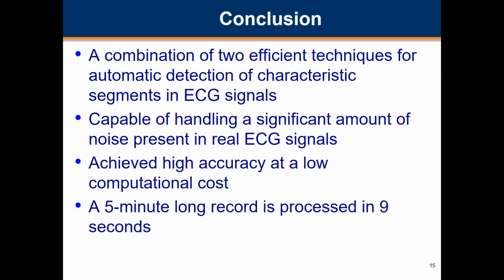And to conclude the presentation, in this research effort, we developed an algorithm by employing a combination of two efficient techniques for detection of peak, QRS, and T segments in ambulatory ECG signals. The two techniques are capable of handling the significant amount of noise present in measured ECG signals. The developed algorithm ensures high accuracy and speed at a low computational cost. A 5-minute long signal is processed in 9 seconds.